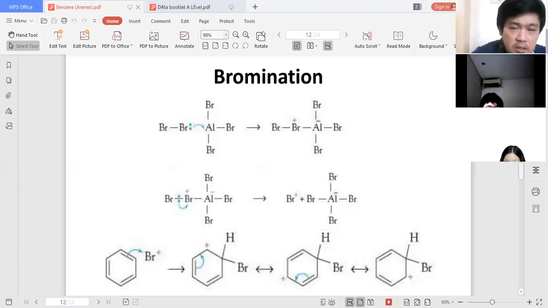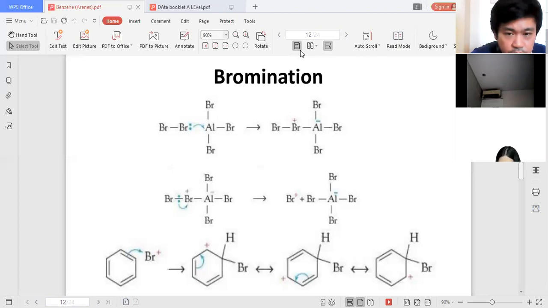So this one, in the bromination, the reaction between bromine and iron 3 bromide. Besides using iron 3 bromide, we can use aluminum bromide. So the Friedel-Crafts catalyst is not only made up of iron, but it can be made up of aluminum. So only these two.